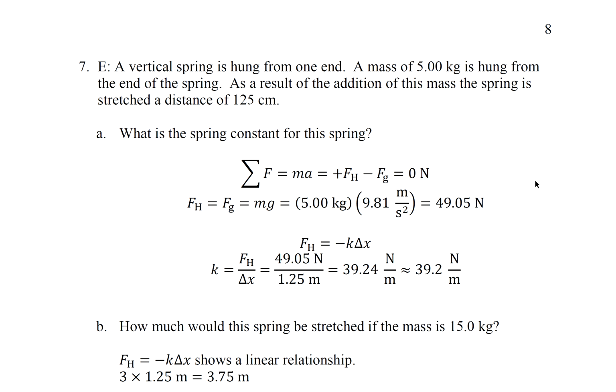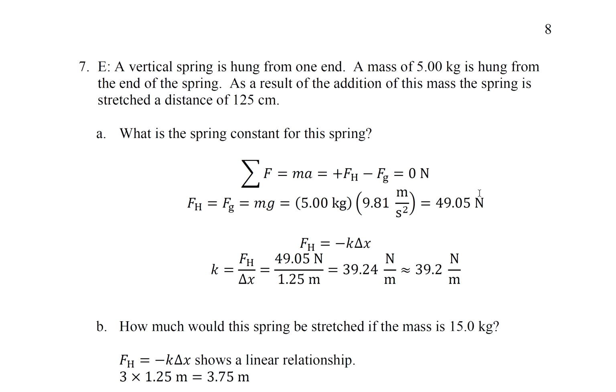Question 7. A vertical spring is hung from one end. A mass of 5 kilograms is hung from the end of the spring. As a result of the addition of this mass, the spring is stretched a distance of 125 centimeters. What is the spring constant for the spring?